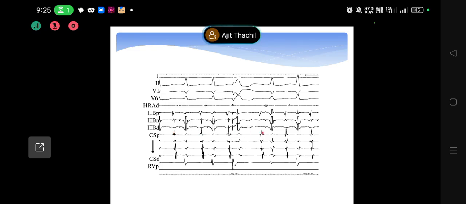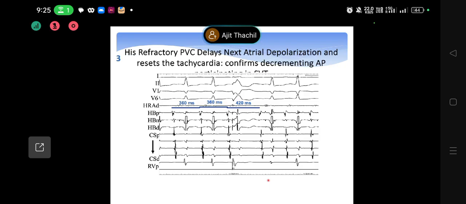So what has happened? This PVC could not have gone up the AV node, because it has come after the His. The PVC has gone up to the atrium when the AV node is not available to take it. So it has to have some other route to go up to the atrium. How do you know it went up to the atrium? Because the next A got late. See, it's 360. The next A became 420. That was 360 and that became 420. So the next atrial depolarization became delayed.